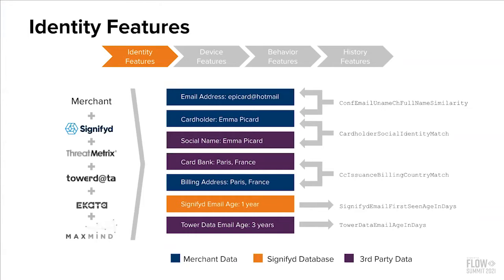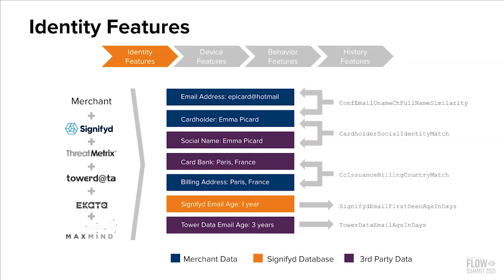So let's take identity features. Signifyd has a fairly sophisticated identity graph engine behind the scenes, wherein we take the data that the merchant sends us. We have data that Signifyd already has. And then on top of it, we also go to third-party vendors like Threat Metrics, Tower Data and Icada to augment this data. And all of this happens seamlessly in the background.